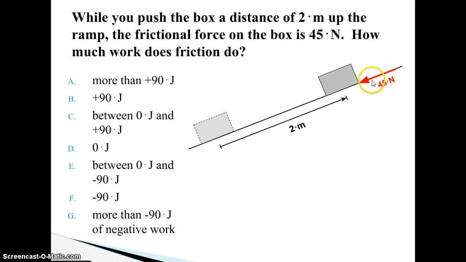Hopefully you notice that if the force is in the same direction as that movement again, you can just take your force times your distance, which would give you 90, but you have to decide is it positive or negative. Well, in this case, the force is going to be opposing the motion, because friction is trying to make it go the opposite direction, so it would be negative 90 joules as your answer.